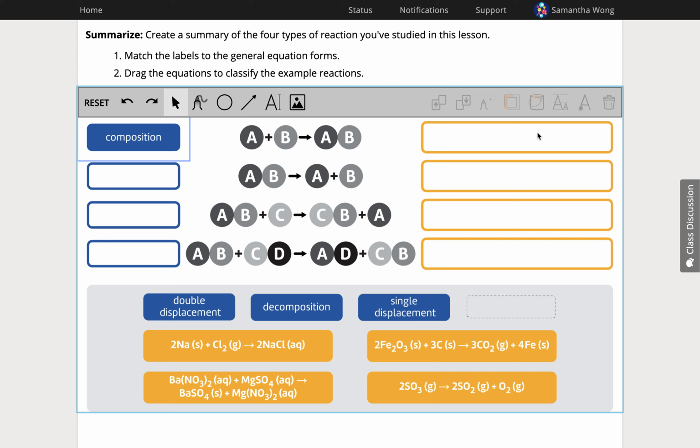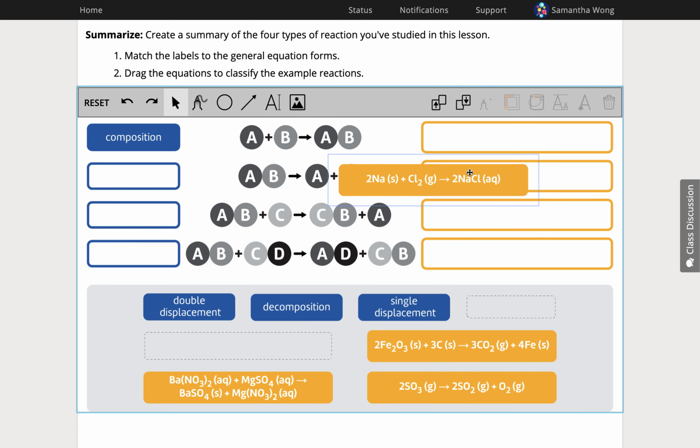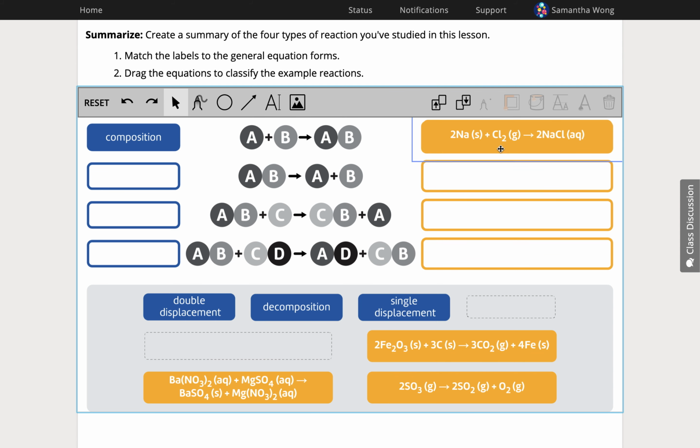Now we need to look for an example. So, out of the 4 examples available to us, the only option that suits is this first one here, where you've gone from 2 reactants to a single product. Every other reaction has more than one product, so we know it cannot be a composition reaction.